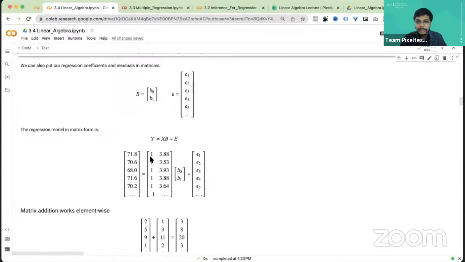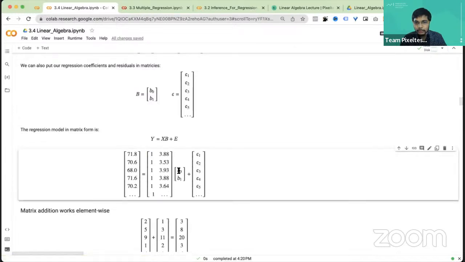So when we are taking it in this particular fashion, now the equation is going to be like this. So 1 into B0 and 3.88 into B1. So 71.8 equal to B0 plus 3.88 B1 plus E1. So that is the reason the ones come into the picture, right? So the matrix multiplication happens in that particular way, right? So I hope, Ritesh, now it is clear why we have ones in the X matrix.